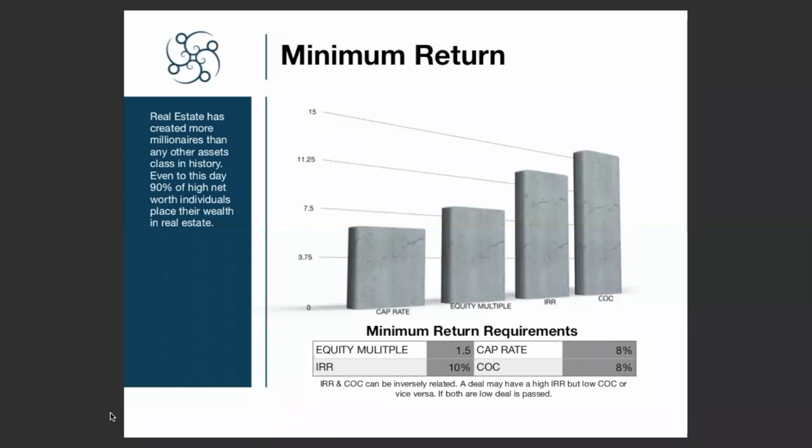So when you get this presentation, or if you go back and look at it, I'm recording. If you go back and look at it, these minimal returns are not the exact number for every single column. So we won't look at a property that has a multiple of 1.5, an IRR of 10%, and a cash on cash of 8%. Cap rate is determined by the property location. All right, let's keep going.